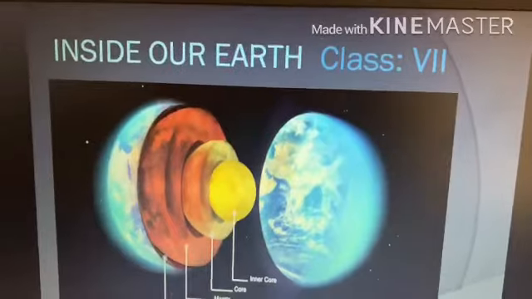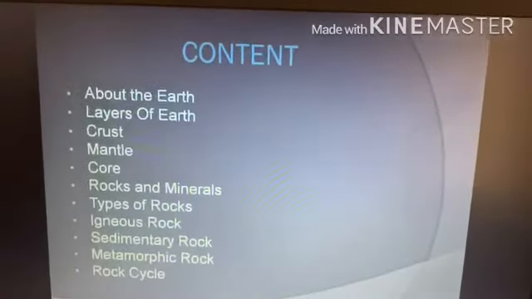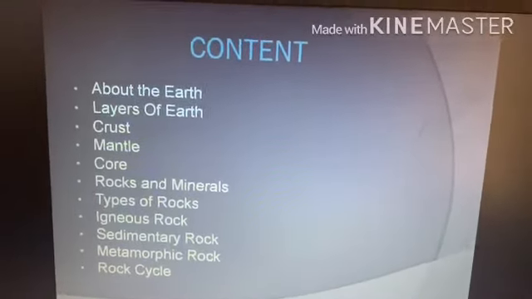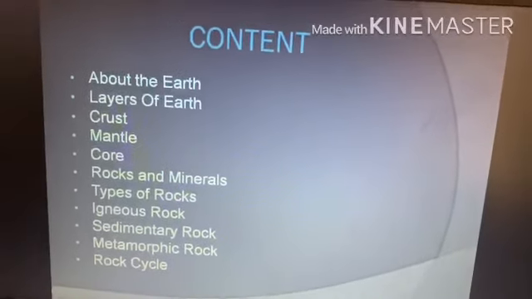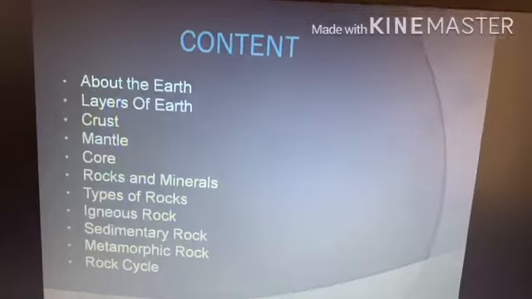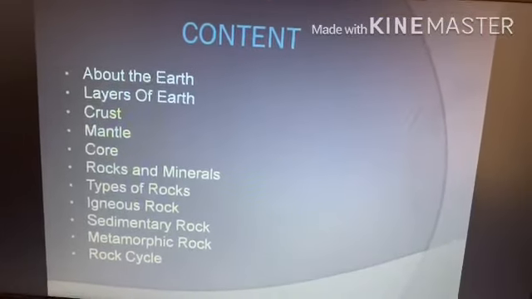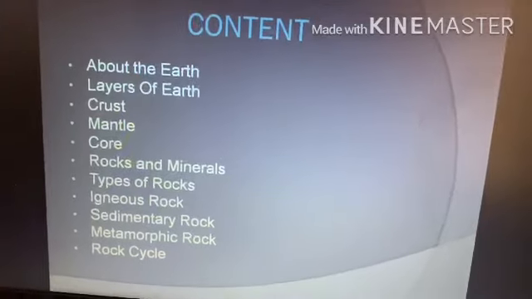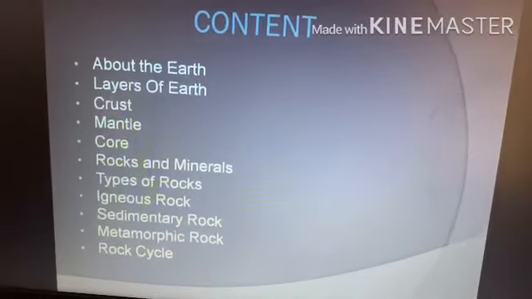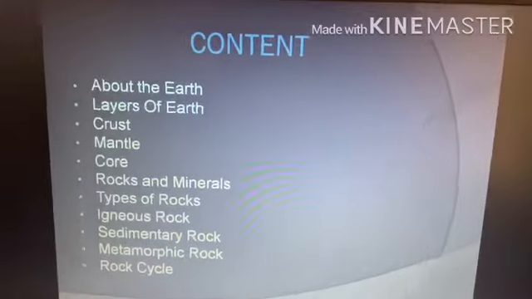So let's start. In this chapter our main content is first about the earth, layers of the earth, crust, mantle, core, rocks and minerals, types of rocks, igneous rocks, sedimentary rock, metamorphic rock and rock cycle.